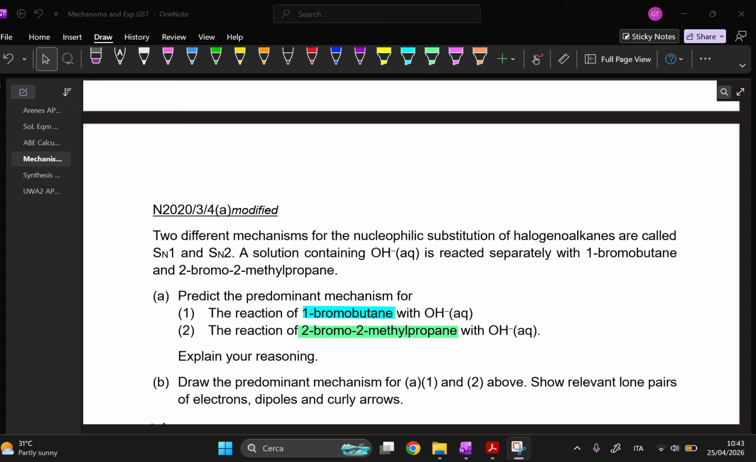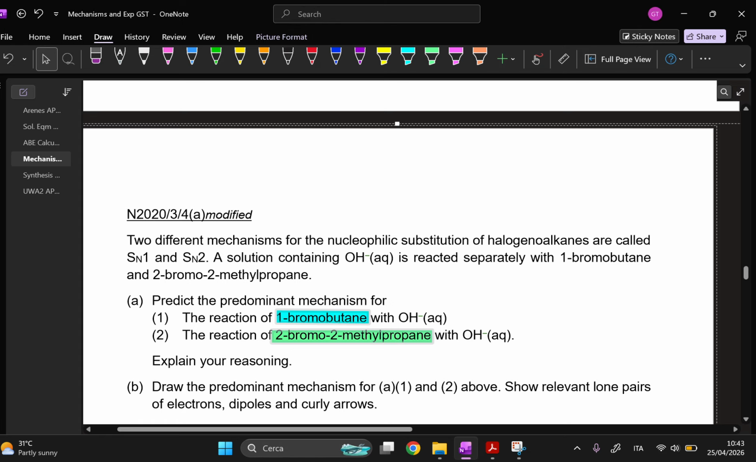I am not going to go through in depth the construction of the mechanisms because that should be second nature to you by now. But I've written them down a bit just underneath this, although I'm not going to scroll down and show you yet.